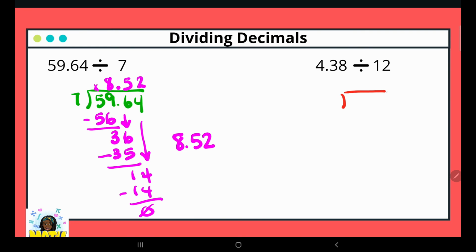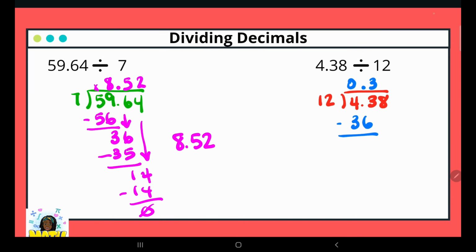So I'm going to put my dividend inside the house, 4.38, and my divisor on the outside. Now I'm going to put my decimal point exactly above where it is in the dividend inside the quotient. Now 12 does not go into 4, so I'm just going to put a 0 there as a placeholder. However, it does go into 43. 12 goes into 43 3 times. 3 times 12 is 36.